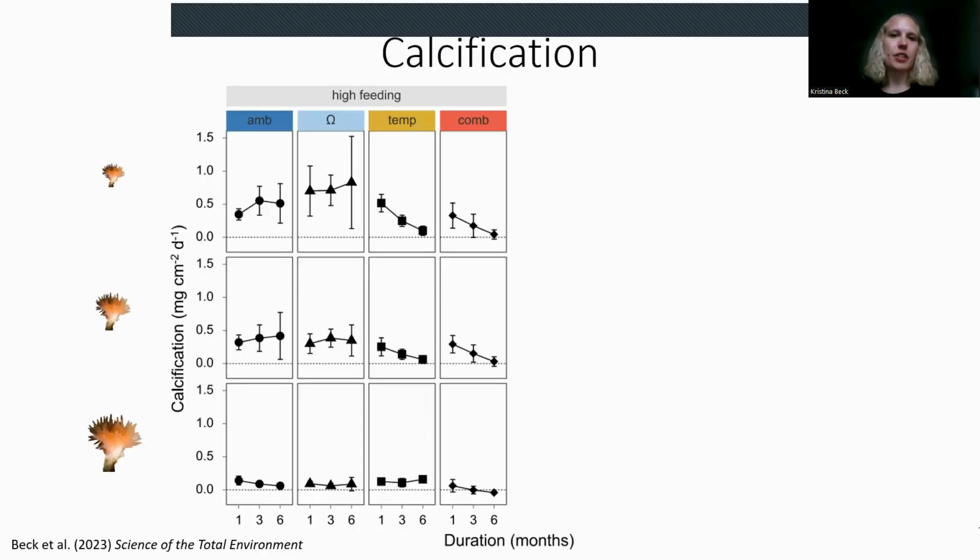This graph here showed the calcification rate of the 3 different life stages and the 4 different treatments. This first plot here only showed the results for the high feeding treatment. Here you can see that over time, the early juveniles and the late juveniles increased their growth rates in the ambient and aragonite undersaturated treatments, where they decreased their growth rates in the temperature and combined treatment.